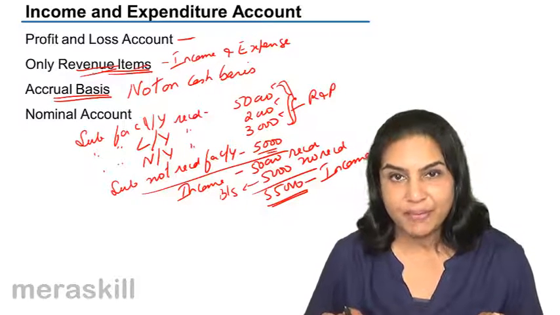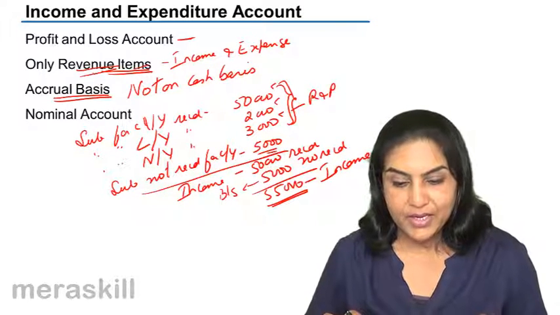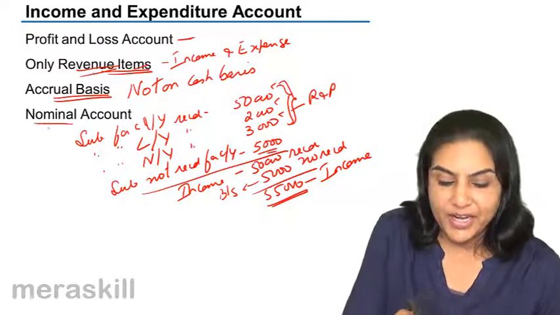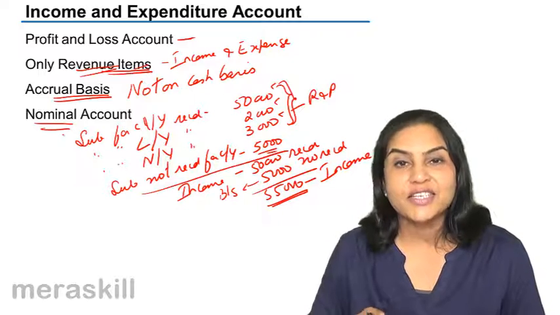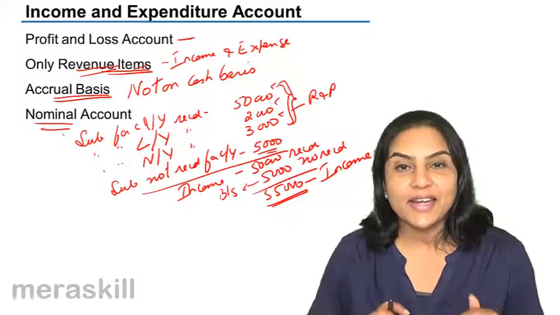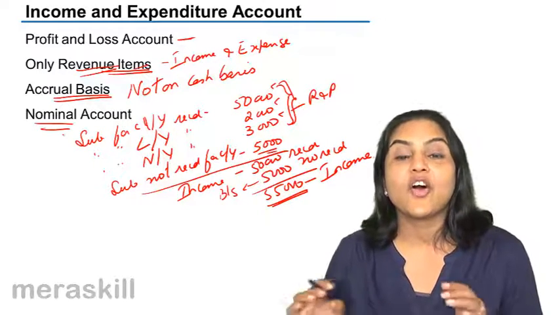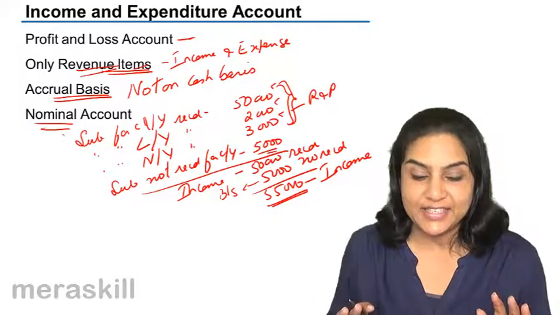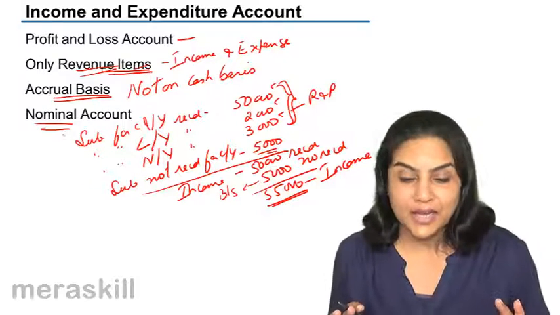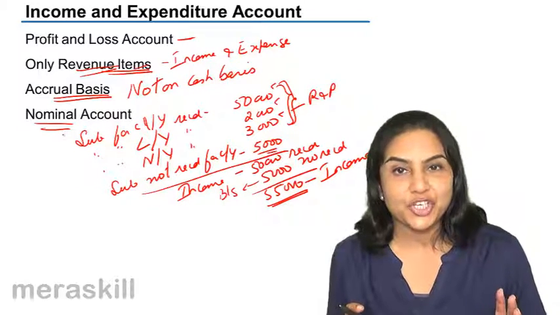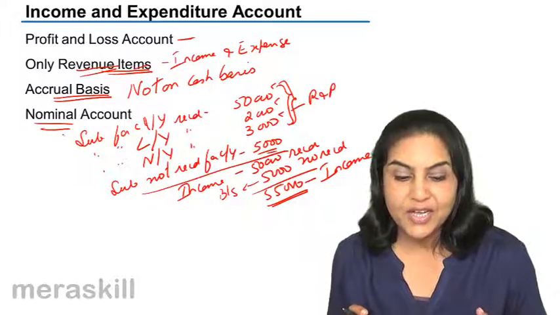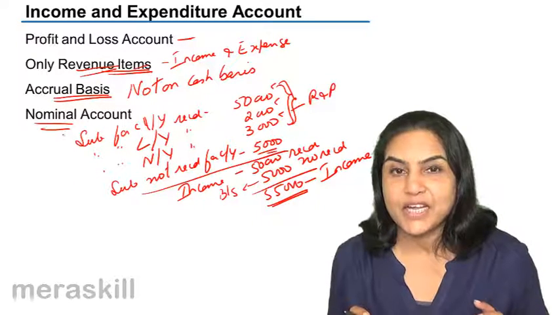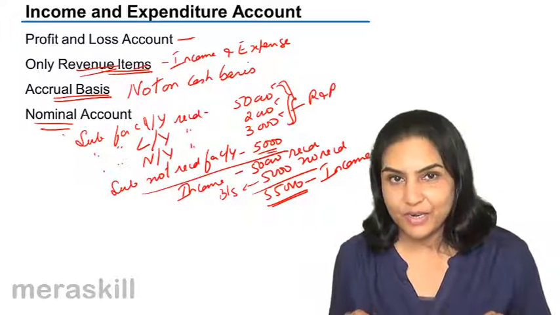Therefore, if somebody asks what is the nature of income and expenditure, it is a nominal account since we are dealing with all incomes and all expenses. Expenses, losses, incomes and gains. That is what will come in the income and expenditure account. So this is a nominal account while the receipts and payments account was a real account.